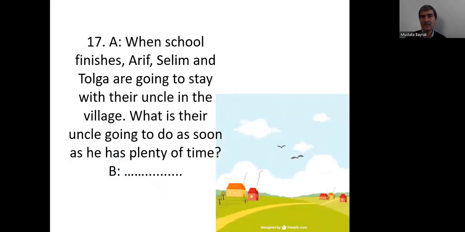When school finishes, when school ends, when school is over, Arif, Selim, and Tolga are going to stay with their uncle in the village. Do you see that there is a planning here? Because of this planning, we are using be going to. When the school finishes, Arif, Selim, and Tolga are going to stay with their uncle in the village. Okay, they are planning this.